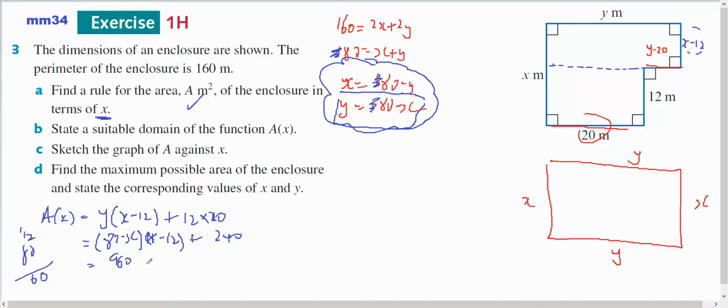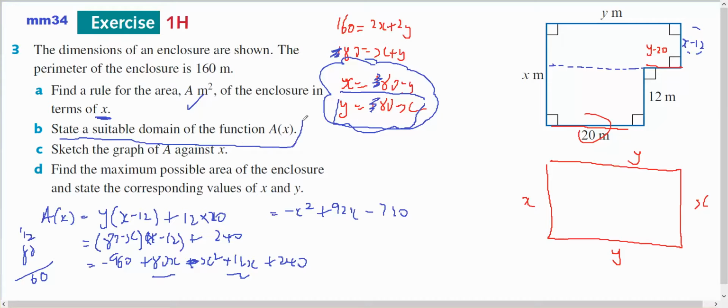80 times 12 is 960, so negative 960 plus 80x plus 12x minus x squared plus 240, and that equals minus x squared plus 92x minus 720. I'm thinking that there's probably not going to be a nice answer. See the awful numbers. Okay, state a suitable domain for the function.